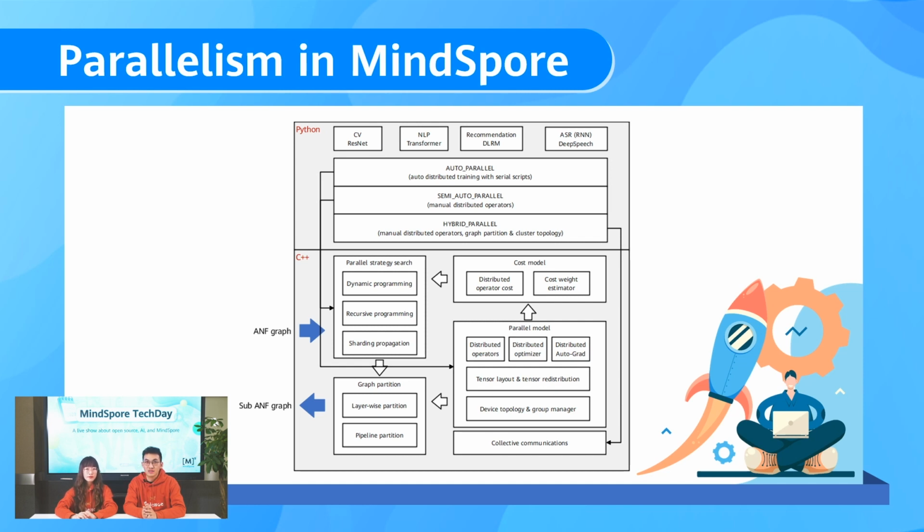MindSpore employs automatic search for operator parallel strategies, utilizing 3 different search algorithms: dynamic programming, recursive programming, and sharding propagation. What exactly do these algorithms do? Dynamic programming aims to find the optimal strategy based on the cost model, but can be slow for large network models. What kind of cost model is used? The cost model is built around training time, considering memory-based computational overhead and communication overhead on the Ascend 910 processor.